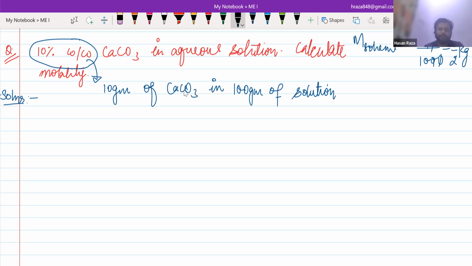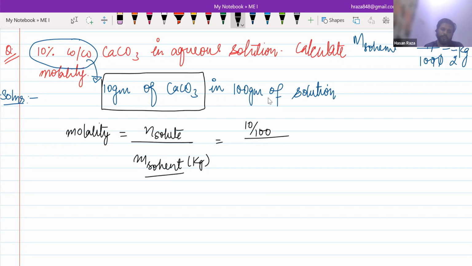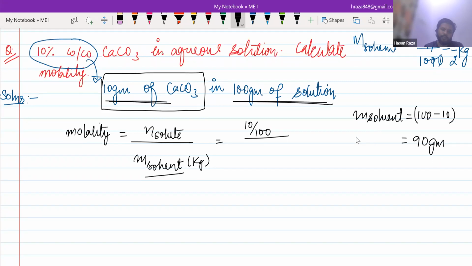Now, we need to calculate molality. The formula of molality is number of moles of solute upon mass of solvent in kg. We can easily calculate the number of moles of solute, which is given mass upon molar mass. Mass of solute is given and mass of solution is given. So what will be the mass of solvent, Alan? It will be mass of solution, that is 100, minus mass of solute. This will give you mass of solvent, which is 90 gram.